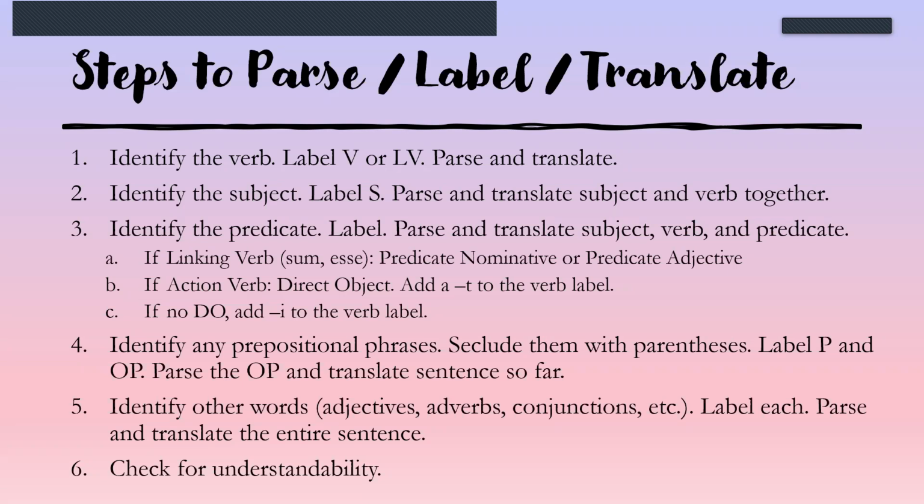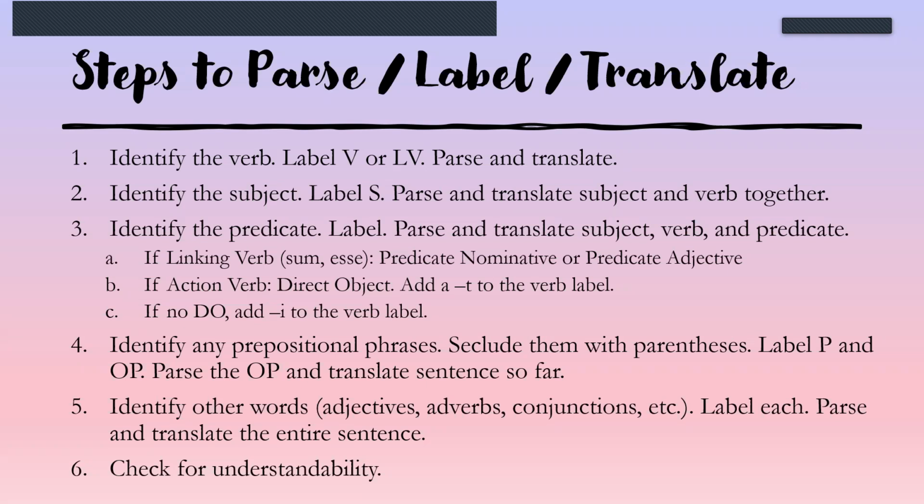Step 4 is to identify any prepositional phrases and seclude them with parentheses. We're going to label those preposition P and then the object OP. We'll parse the object of the preposition and then translate the sentence so far. Finally, we're going to identify any other words: adjectives, adverbs, conjunctions, anything else. Label all of those and then parse and translate the entire sentence.